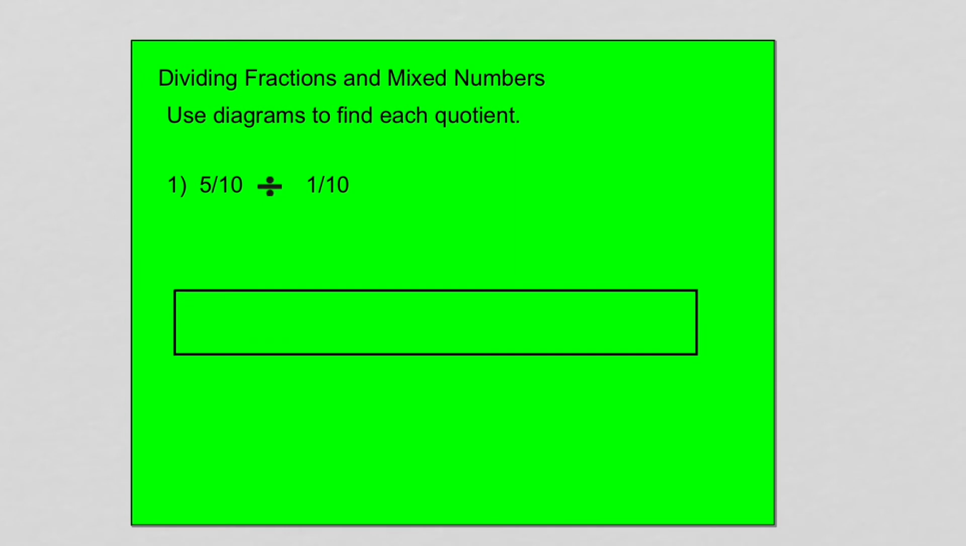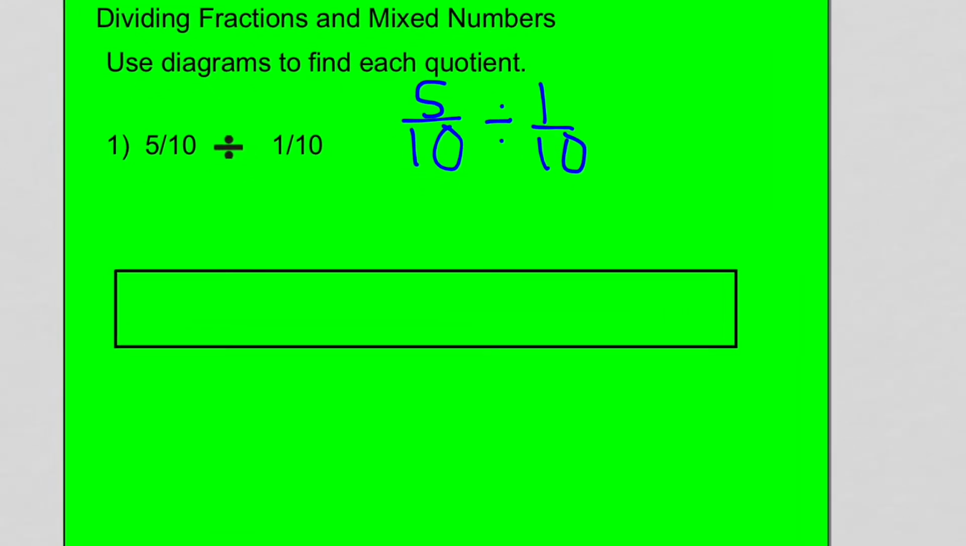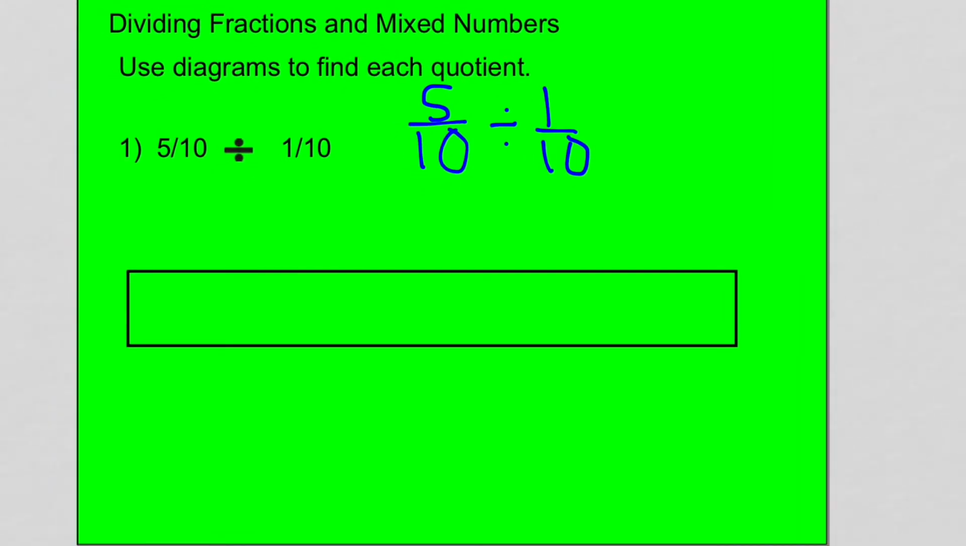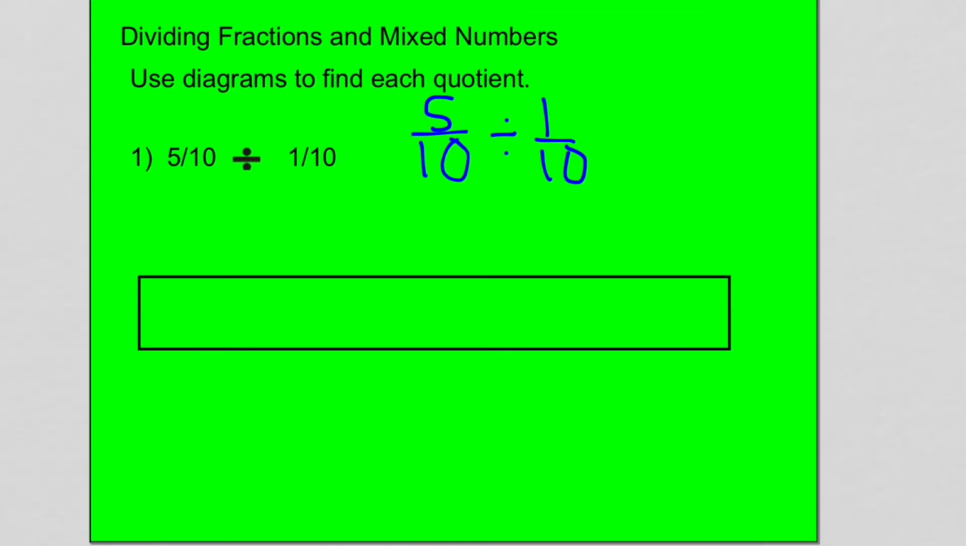So we'll start off with a very basic example, the fraction 5 over 10 divided by 1 over 10. And that means how many 1/10ths are in 5/10ths. So when you say it like that, a lot of kids just solve it by mental math. How many 1/10ths are in 5/10ths? But let's take a look at what it looks like as a picture.